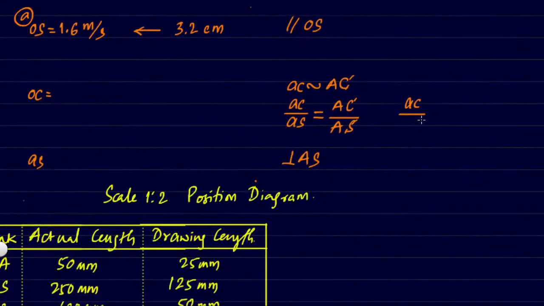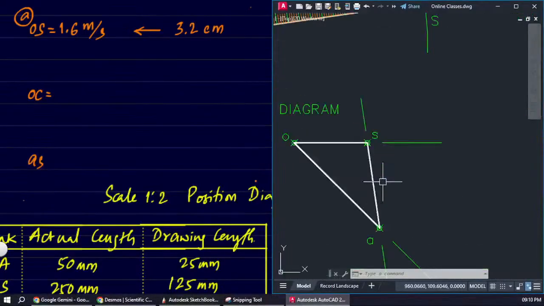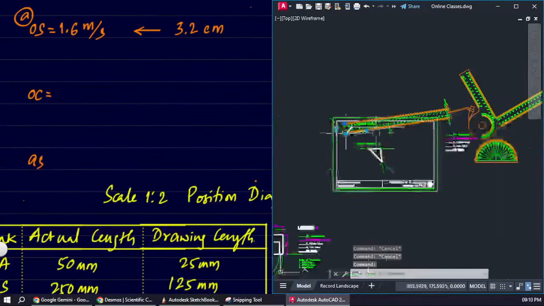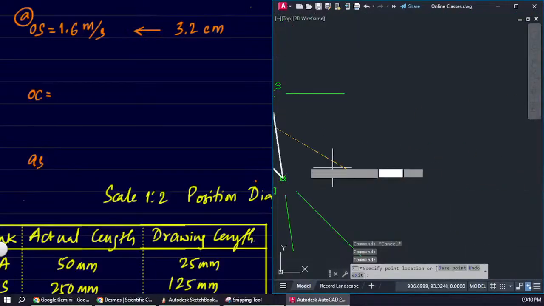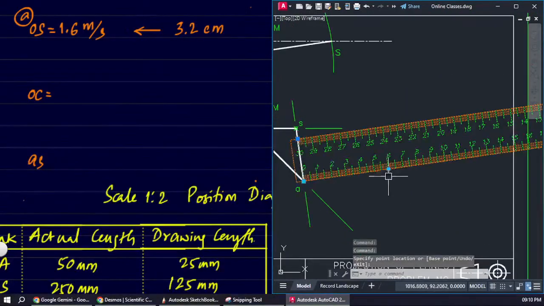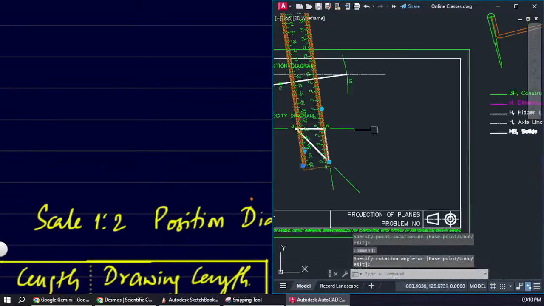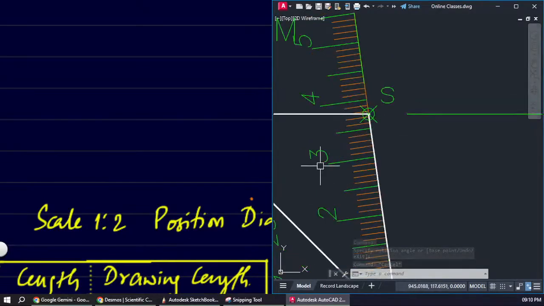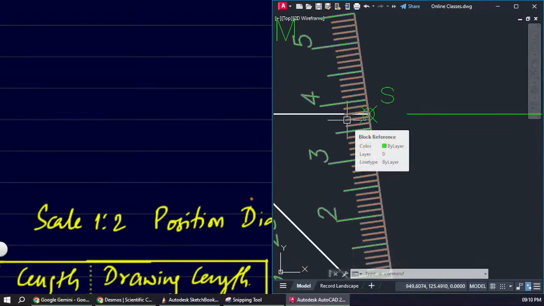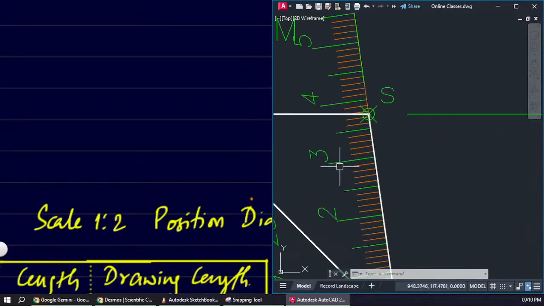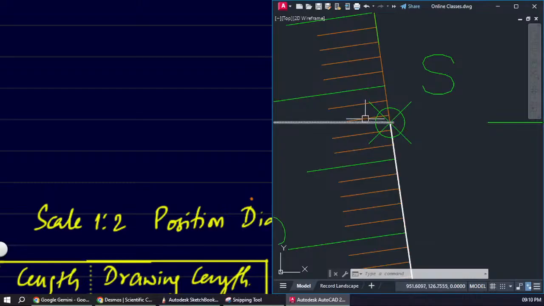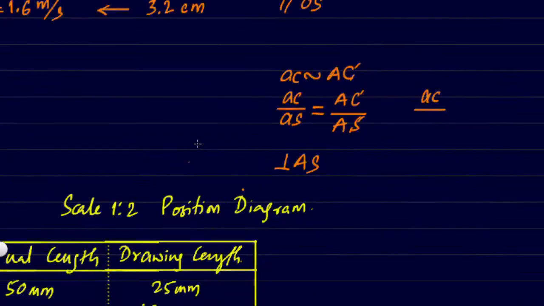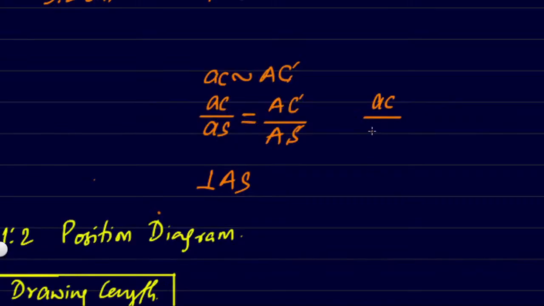So how much is it in the diagram? Let's come back here. AS is this length. Okay, so this length we need to measure. Take your scale, keep the 0 at this point, keep it here. So the AS length we are getting is 3.75, because it is in the middle of 3.7 and 3.8, so 3.75. So AS length is 3.75 in the velocity diagram.